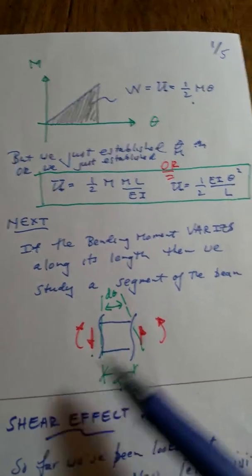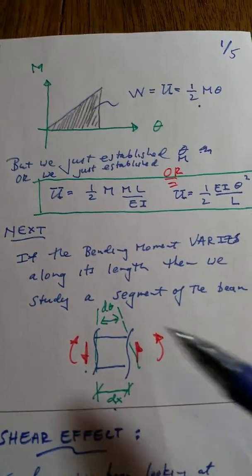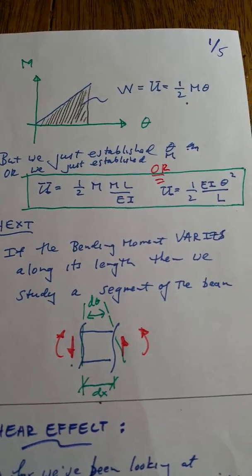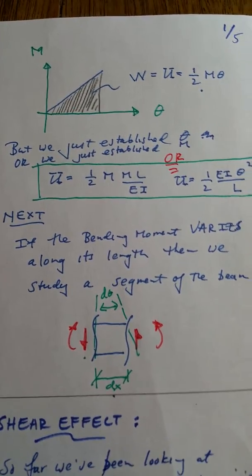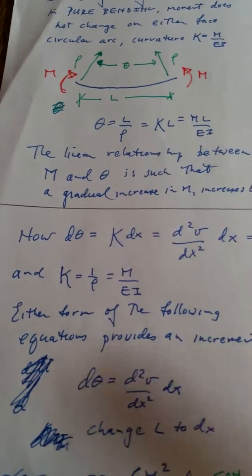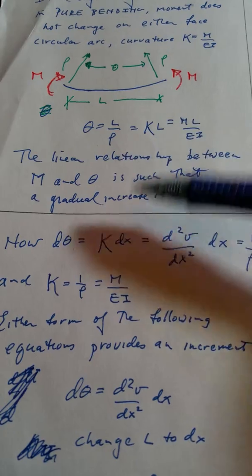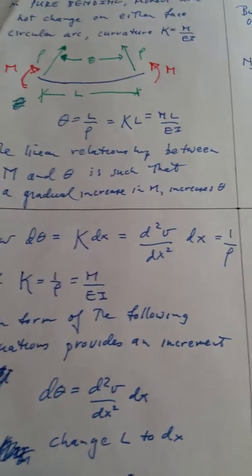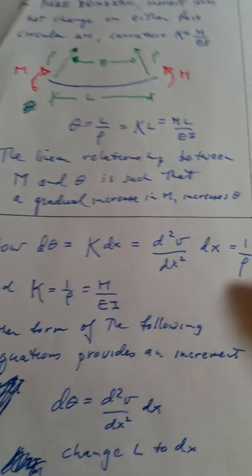Okay, next. We have a situation now that's different from the first situation where we had constant M. Now we have varying M. So the two M's are not the same on either side of a segment. We have an incremental angle called d theta, and the length of that little segment is dx. So now d theta is kappa times dx. Instead of kappa times L, it's kappa times dx. And we know that that's still 1 over rho.